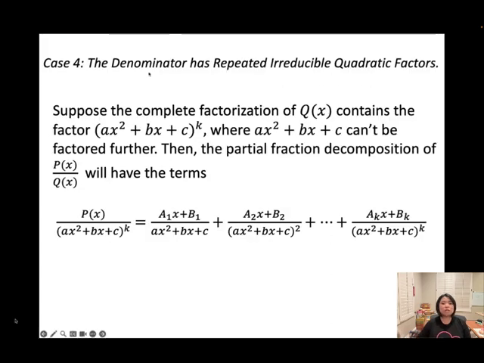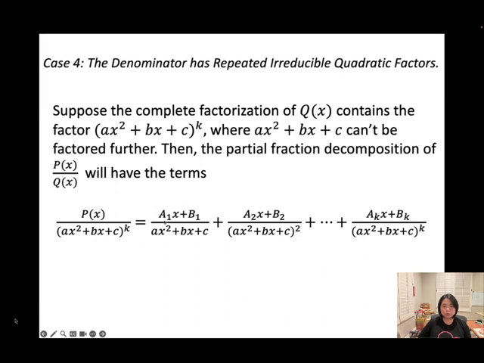Okay, case 4. The denominator has a repeated irreducible quadratic factor. So this time, my Q(x) does have a quadratic factor, and it's also going to be repeated. So this kind of combines case 2 and case 3, right? Case 2 is where the factor is repeated, and in case 3, we do have a quadratic factor, and it's not factorable.